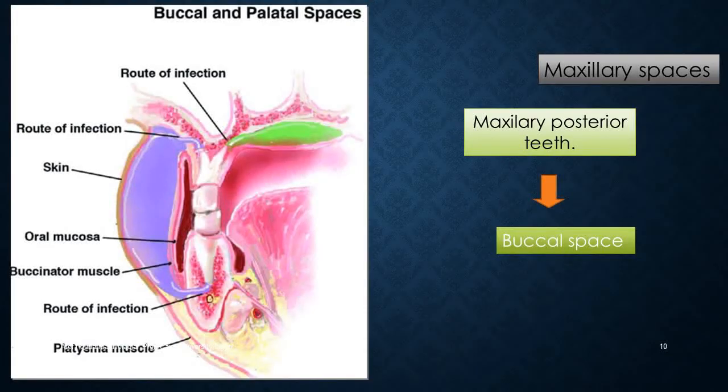Buccal space. The buccal space is superficial to the buccinator muscle and deep to the platysma muscle and the skin. Boundaries. The boundaries of each buccal space are the angle of the mouth anteriorly, the masseter muscle posteriorly, the zygomatic process of the maxilla and the zygomaticus muscles superiorly, the depressor angularis muscle and the attachment of the deep fascia to the mandible inferiorly, the buccinator muscle medially.